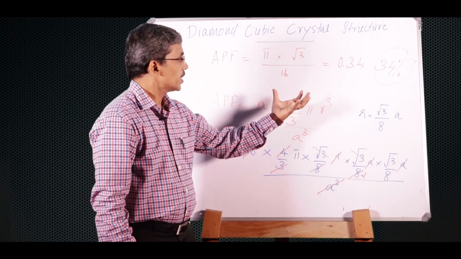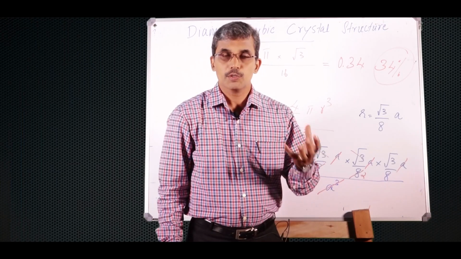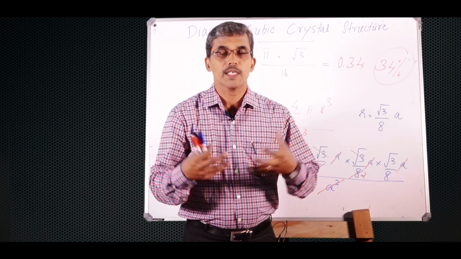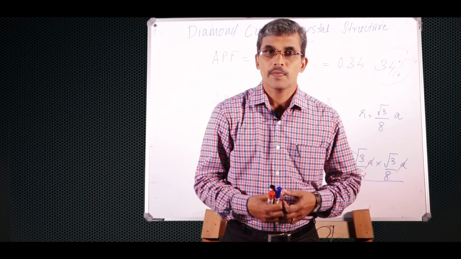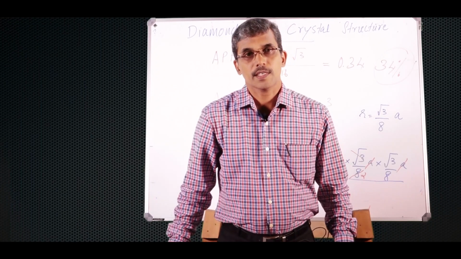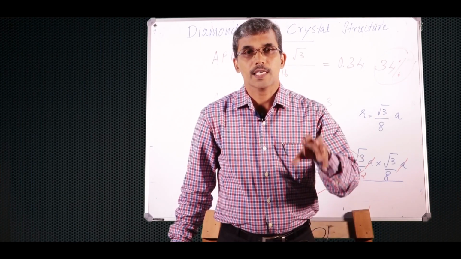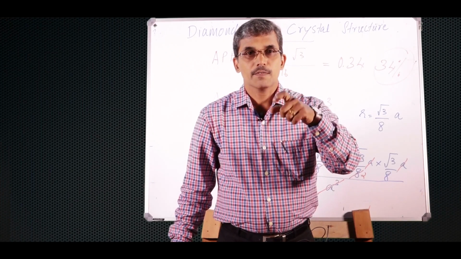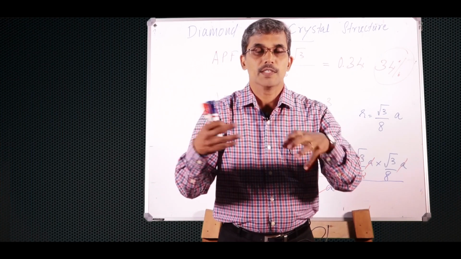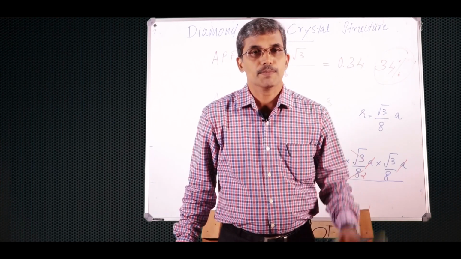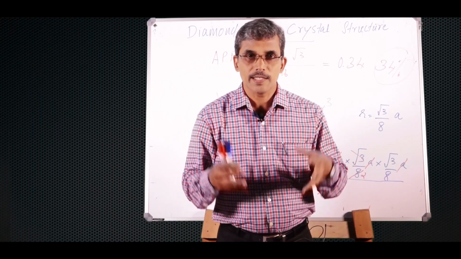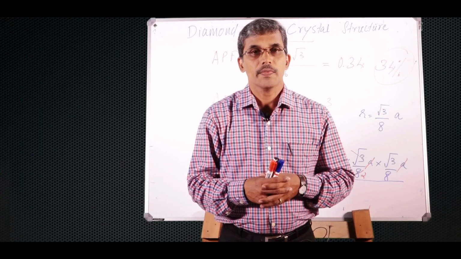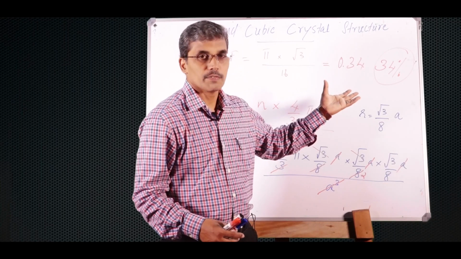So we have seen diamond cubic crystal structure. It used face-centered cubic Bravais lattice with two atom bases or two interpenetrating face-centered cubic Bravais lattice. Then its unit cell is a cubic unit cell which is having 8 corner atoms, 6 face-centered atoms, and 4 atoms within, which is coming from second face-centered cubic Bravais lattice. So altogether 8 atoms per unit cell. And inside this diamond cubic crystal structure, atoms are tetrahedrally coordinated and its atomic packing factor is 34%.